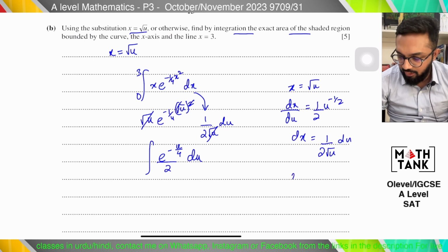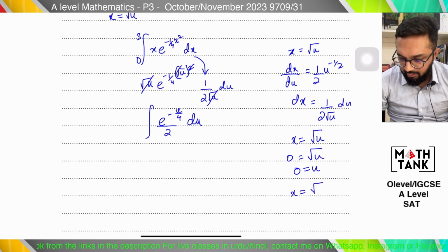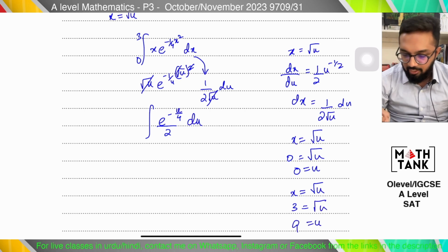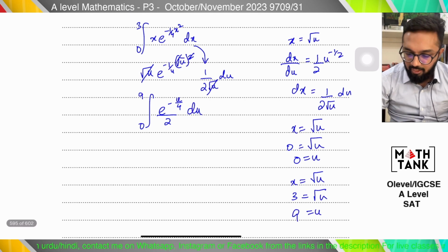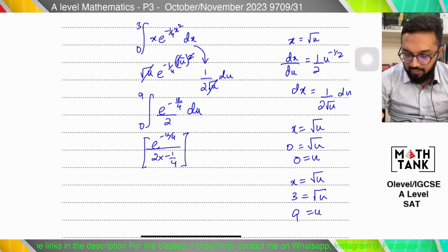The limits also have to change. x equals root of u. So the limit was 0, so use 0 and then root of u. 3 equals root of u, so u is 9. So 0 to 9. Then integrating this gives me e power minus u over 4 divided by 2 into minus 1 over 4, with the limits 0 to 9.